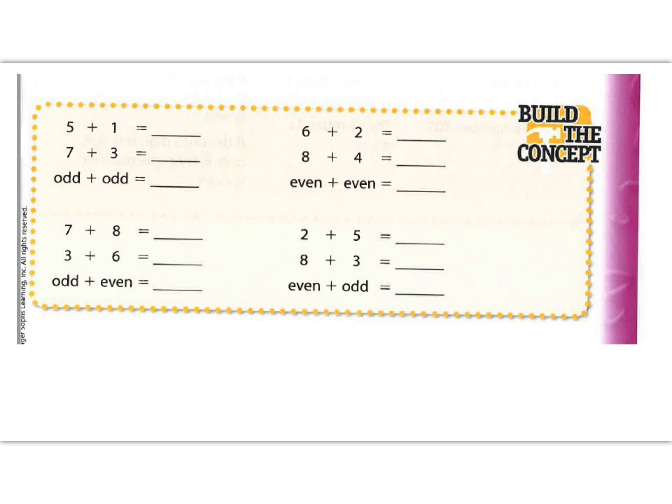Okay, so let's solve these problems. If we do 5 plus 1, we get 6. 7 plus 3, we get 10. Anytime you add an odd number plus an odd number, you get an even number. If we do 6 plus 2, that's 8. 8 plus 4 is 12. An even plus an even number is also even. So if they're both odd or they're both even, and you add them together, you get an even number.